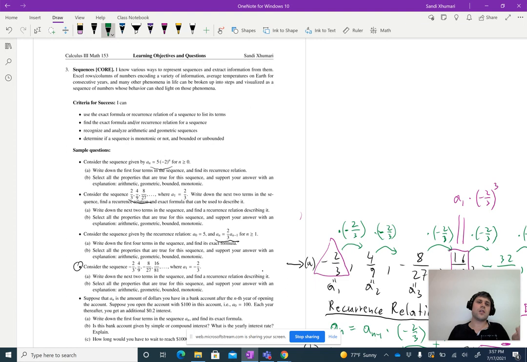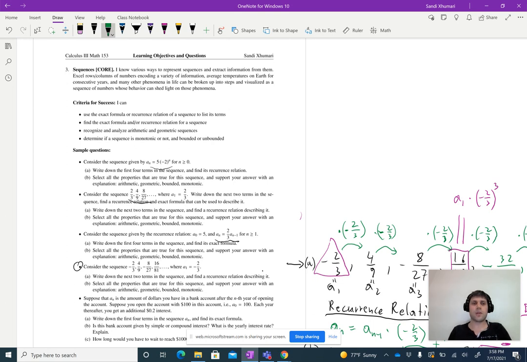That does not mean, though, that every sequence that I give you will either be arithmetic or geometric. It could be neither. For example, I could have, say, the numerators of a sequence be geometric and the denominators be arithmetic. You should still be able to find the exact formula for this sequence, but the whole sequence itself generally might be neither arithmetic nor geometric. So you need to understand and know what arithmetic and geometric sequences are and how to recognize them.